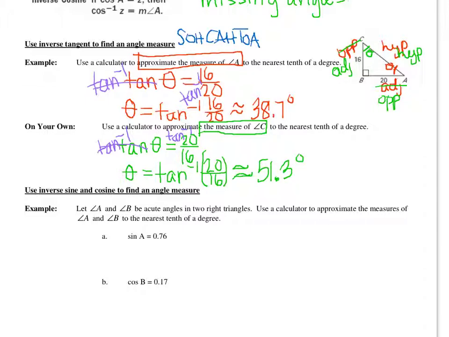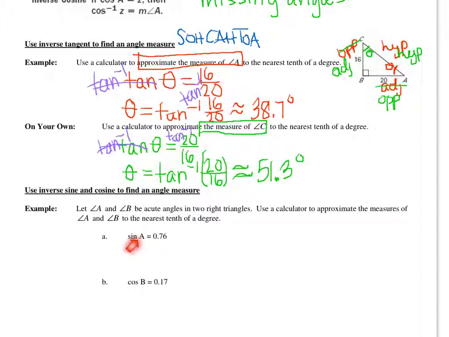These next problems here, let angle A and angle B be acute angles in two right triangles. Use a calculator to approximate the measure of angle A and angle B to the nearest tenth of a degree. So we're trying to find angle A and we're trying to find angle B. And I told you our inverse functions are what we use to find our unknown angle measures.